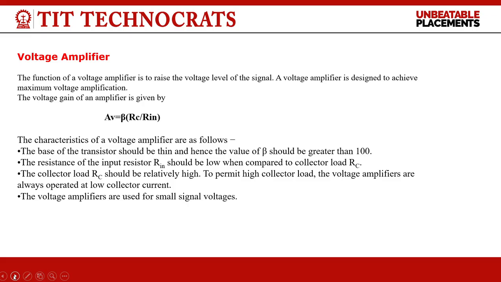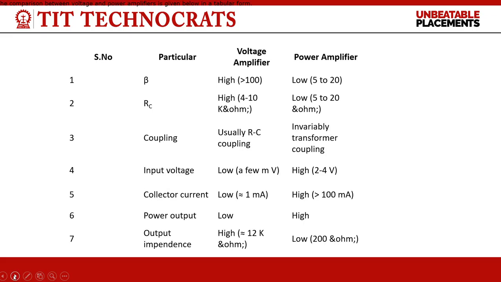The resistance of the input resistor should be low when compared to the collector load RC. Collector load RC should be relatively high. To permit high collector load, the voltage amplifiers are always operated at low collector current. The voltage amplifiers are used for small signal voltages.